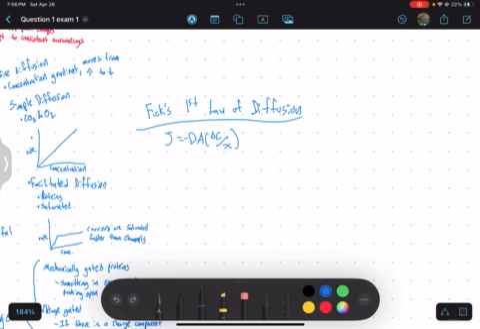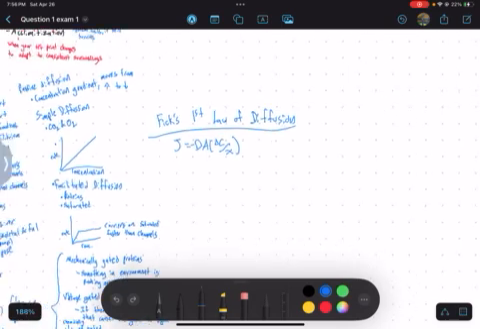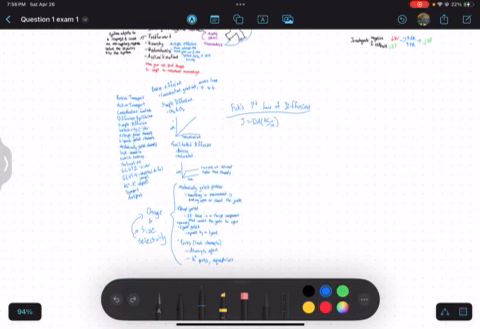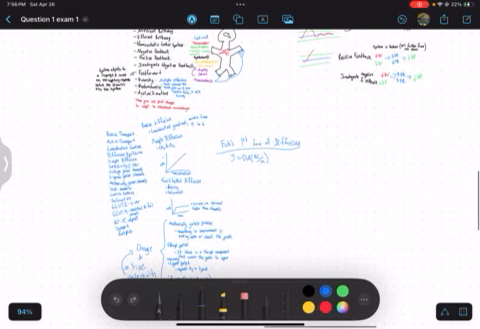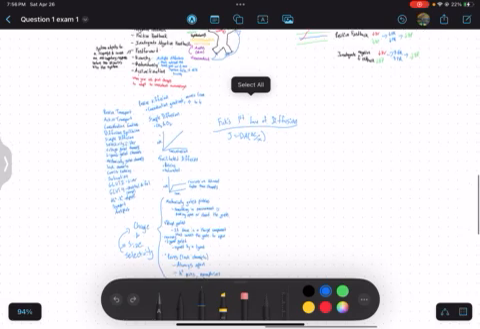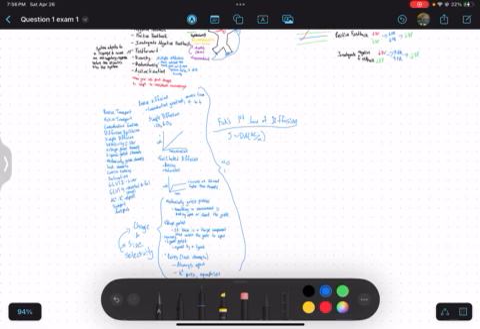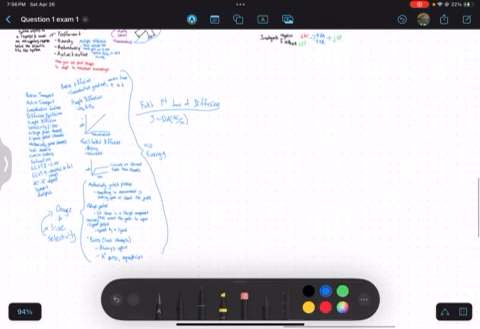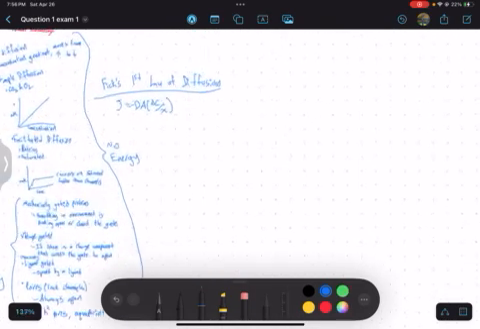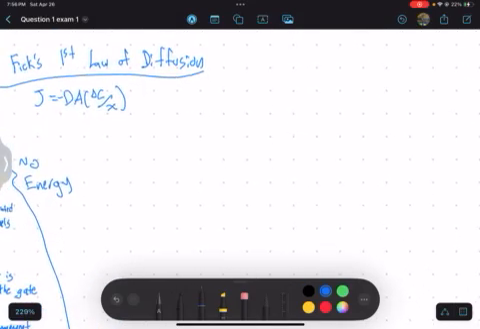Next up, we're going to talk about active transport, because all of this here with the passive diffusion, simple diffusion, none of this requires energy. Now we're going to talk about the transports that need energy. And that is going to be called active transport.